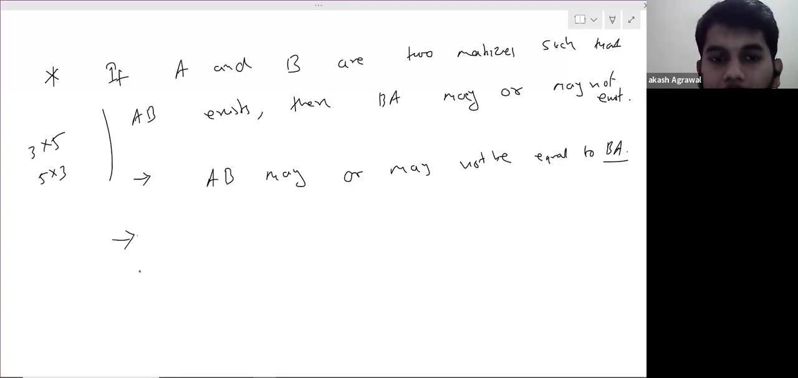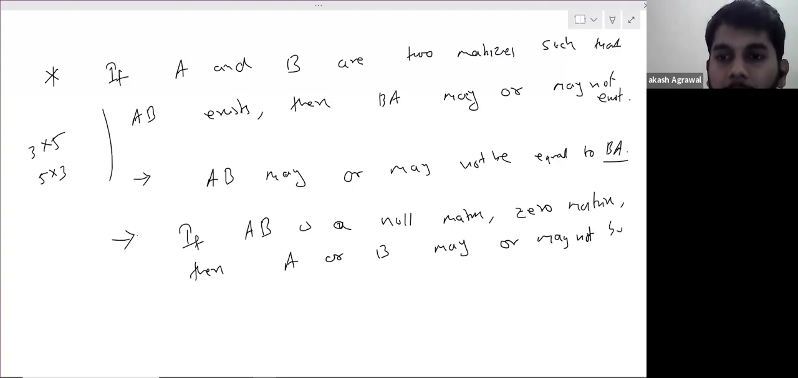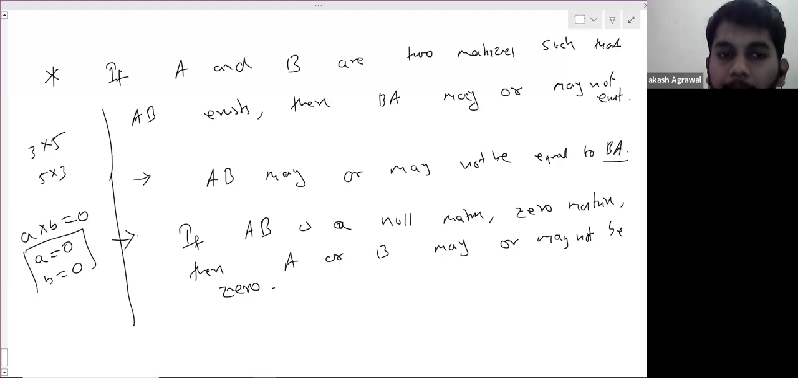एक note और है सर, if AB is a null matrix, that means zero matrix, then A and B may or may not be zero. और does it mean, in real numbers, what we say, if A into B is 0, we say, या तो A 0 होगा, या तो B 0 होगा. Right? Two numbers, when multiplied, we only get 0 when either of them is 0. But not in the case of matrix.